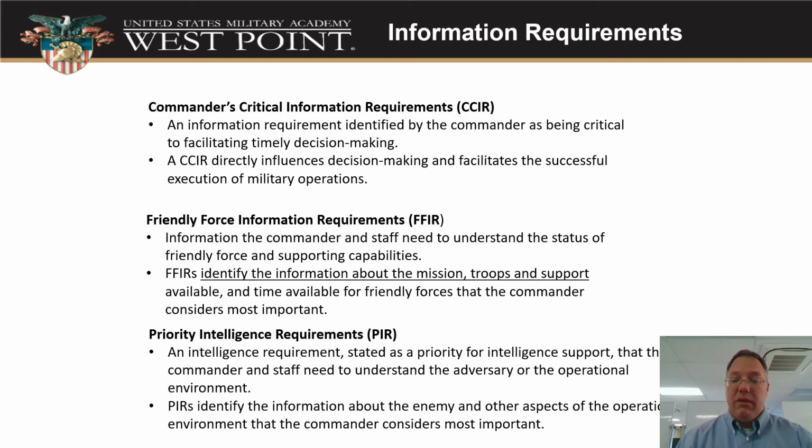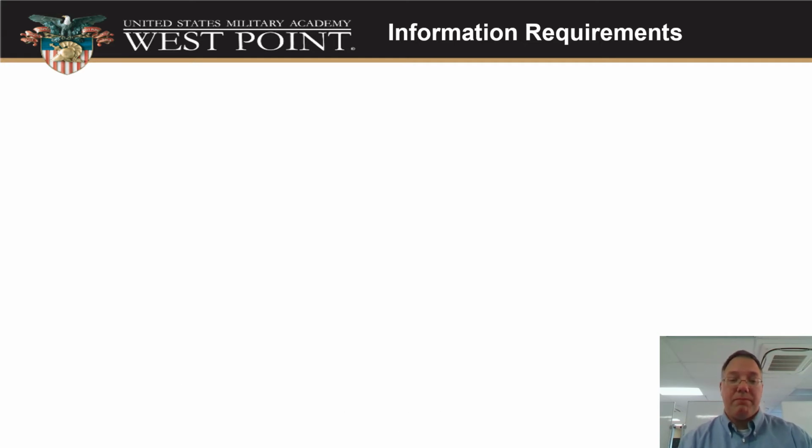The other thing we have is priority intelligence requirements. Again, this is something that helps us make a decision. It's a CCIR, but it's about the enemy, not about us. Things I want to know about the enemy. Where is the machine gun located on the objective? Because if it's on the right, I'm going to send the main effort on the left. If it's on the left, I'm going to send the main effort up the right. Things like that.